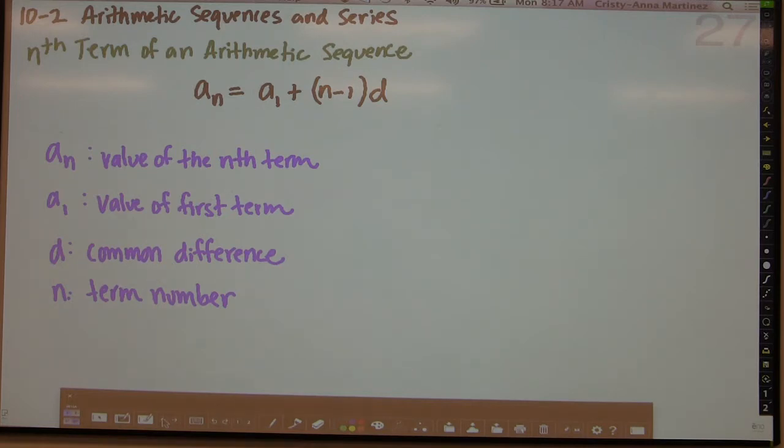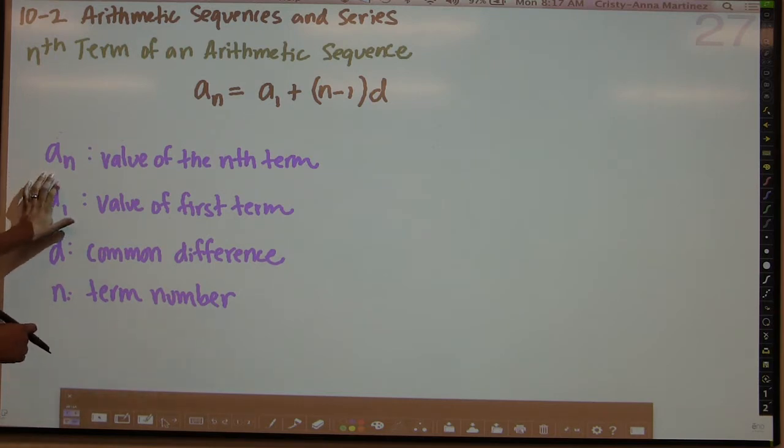So to begin, I want to remind you that in Algebra 1, we saw this formula for the nth term of an arithmetic sequence. And in the previous section, we saw how arithmetic sequences can be linear, and you can find an equation that models an arithmetic sequence using a linear function, but today we're going to be using this formula. I just want to tell you what all of the variables represent. So we have a sub n equals a sub 1 plus n minus 1 times d.